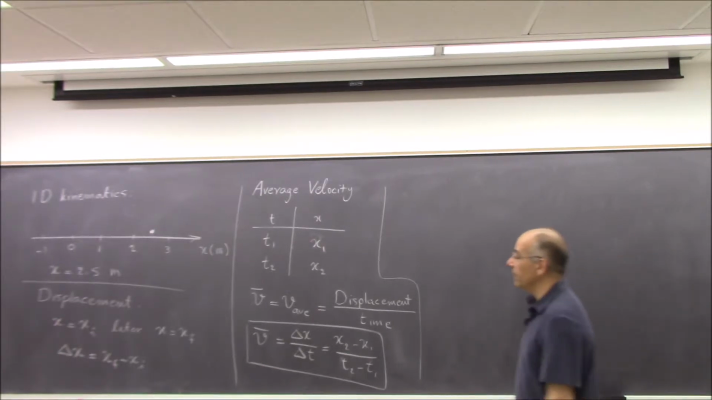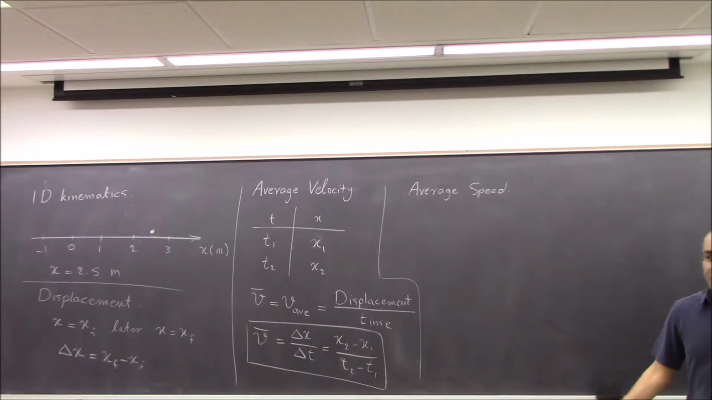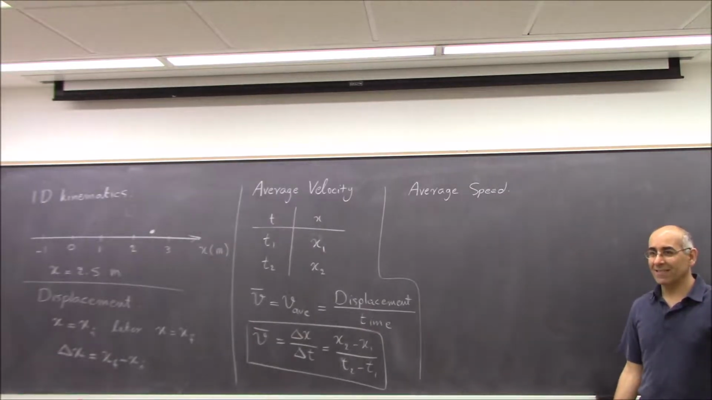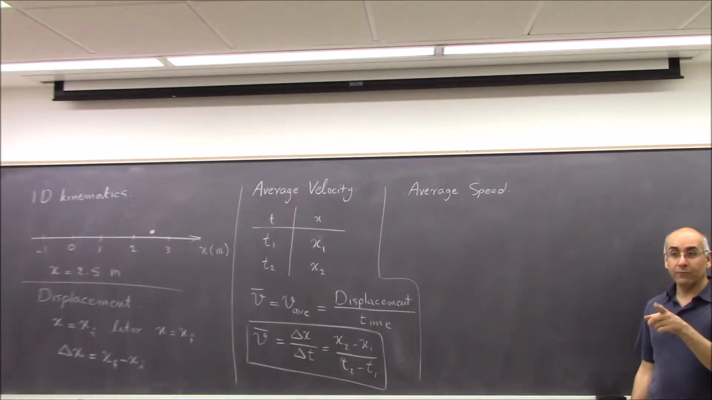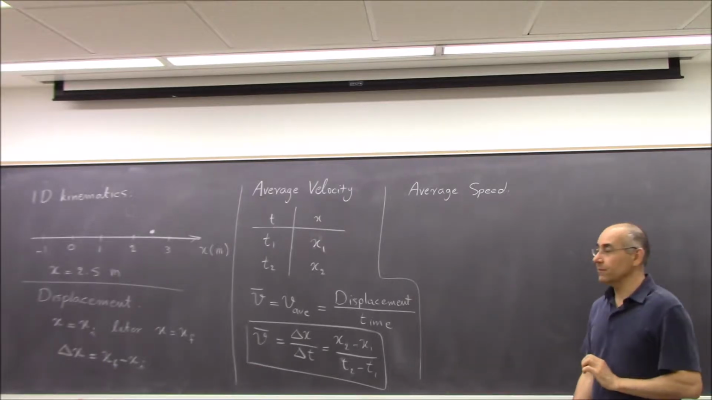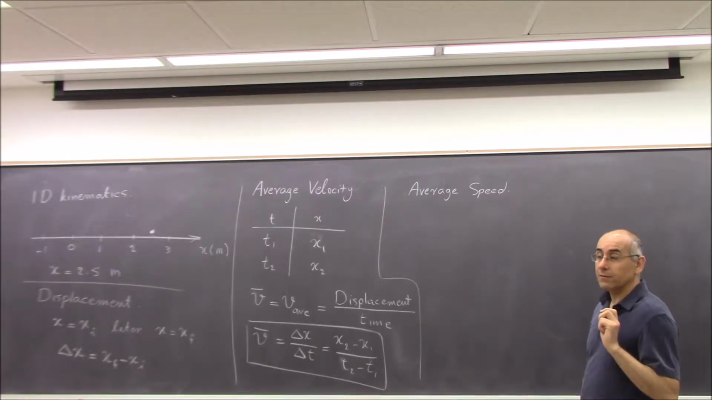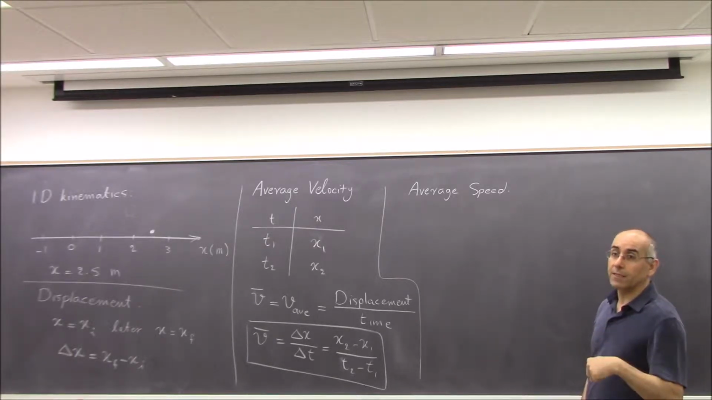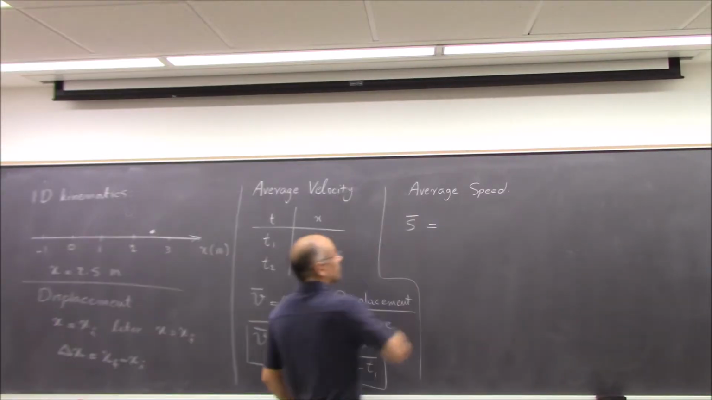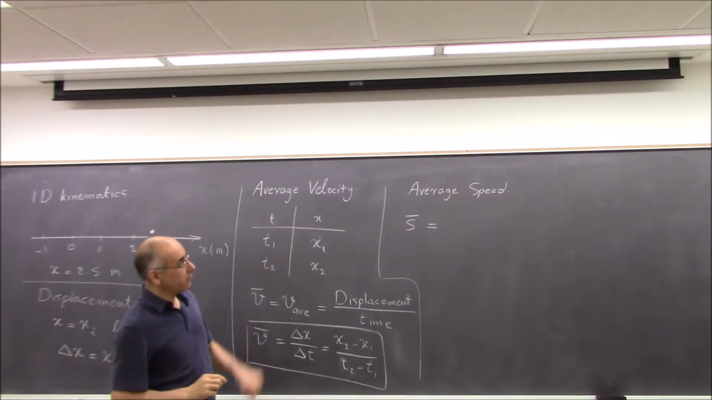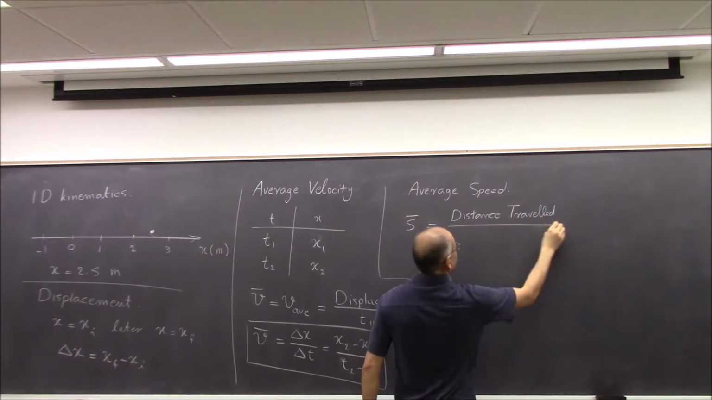We also define average speed. Average speed is a bit different. You remember from high school? Is it the absolute value of velocity? Not for average. That is true for instantaneous velocity and speed. We're going to see that. But average speed is the total distance traveled divided by the time. What is the difference between these? Think about the difference. We denote it by S with a bar over it because it's the average. So distance traveled divided by time.